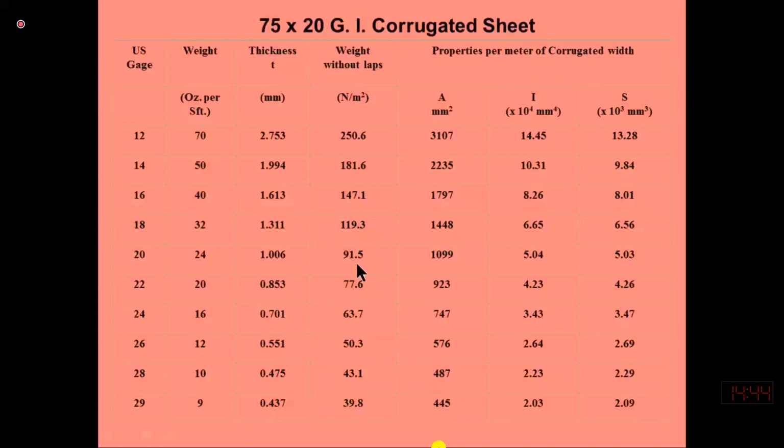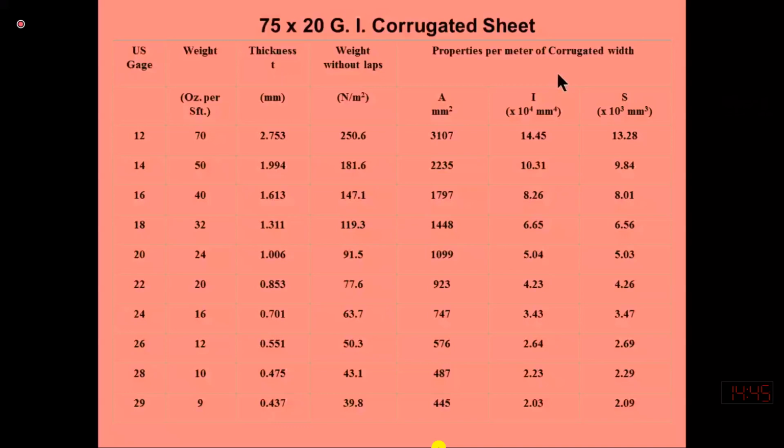So 1 meter square area of this sheet will have the weight of 91.5 Newton per meter square. Similarly, the area of this sheet will be 1099 millimeter square. When we are computing the cross section area, we are assuming that the sheet is flat. And similarly, this sheet will have the moment of inertia 5.04 into 10 exponent 4 millimeter 4, and the section modulus 5.03.